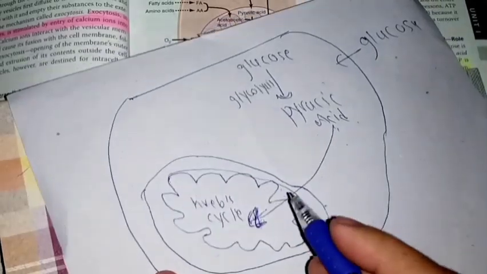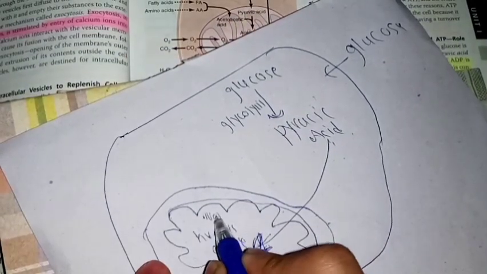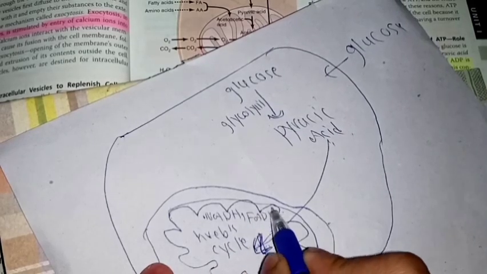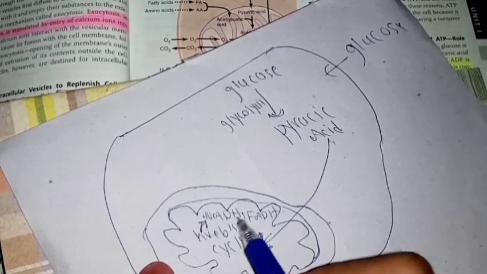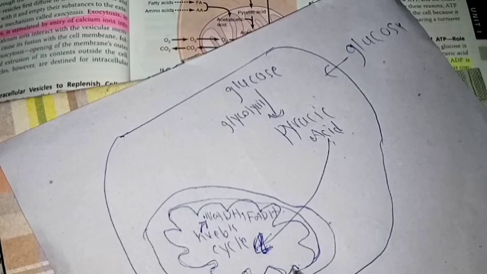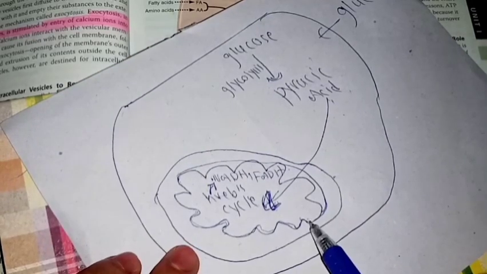and the NAD and FAD, NADH and FADH, are released by the Krebs cycle. These NADH and FADH then are used by the oxidative enzymes which are present in these shelf-like projections or invaginations. The oxidative enzymes present in these are the enzymes of the electron transport chain, and the electron transport chain occurs in these areas.